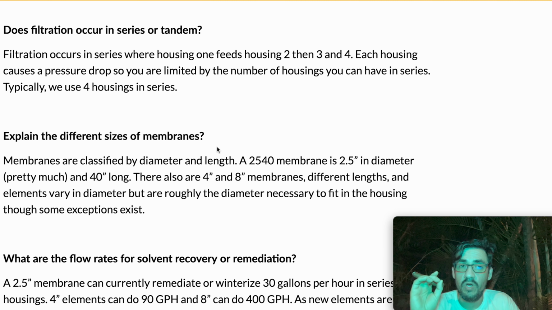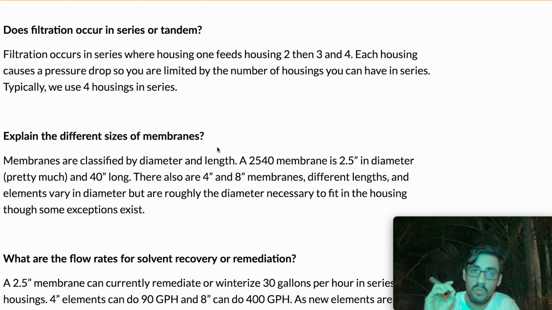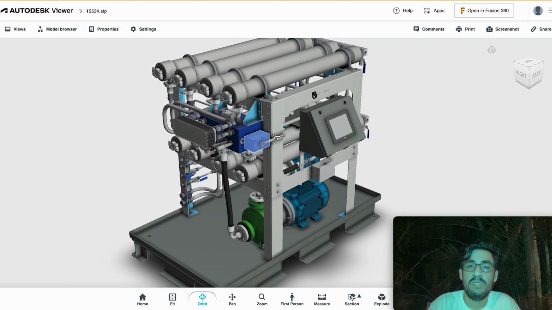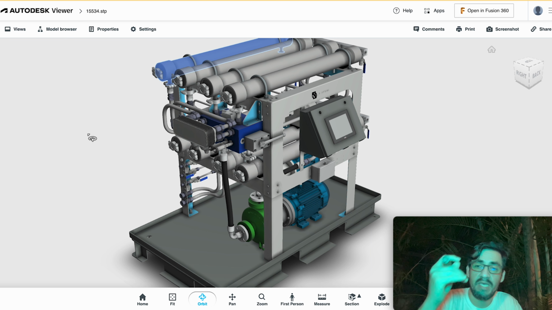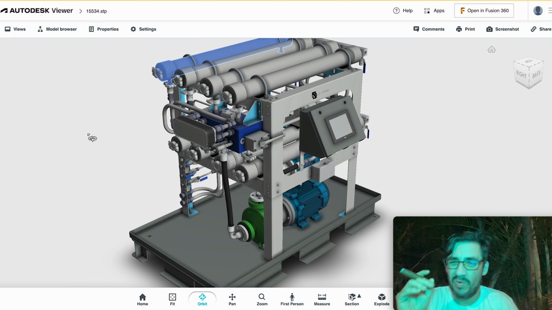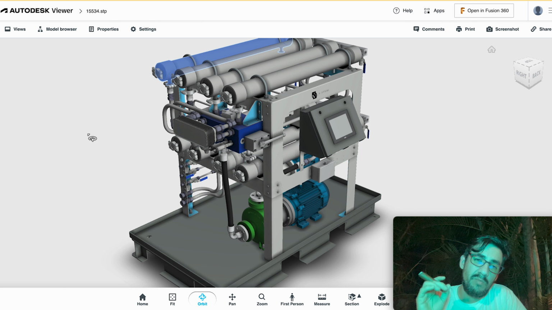Does filtration occur in series or tandem? It occurs in series. We do have some systems that go in tandem, and it depends on your application. But basically, fluid goes into filter housing number 1, and then 2, then 3, then 4. There's a pressure drop in each housing, about 15 psi or whatever. So every housing, you lose a little bit of pressure.